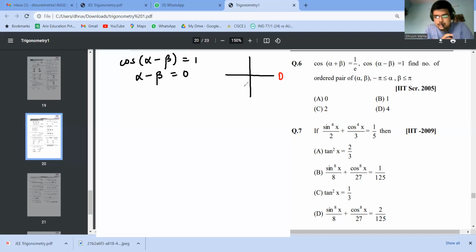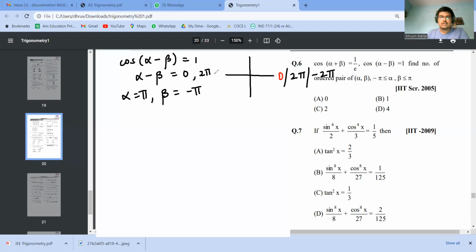But it can also be something else for alpha minus beta. Yeah, it can also be this now, guys. See, if alpha is equal to pi, for example, and beta is equal to minus pi, suppose, then what will we get? Alpha minus beta in this case will be 2 pi, and do you guys agree cos 2 pi is also going to be 1. Similarly minus 2 pi will also come. So this can have three values: 0, 2 pi and minus 2 pi.